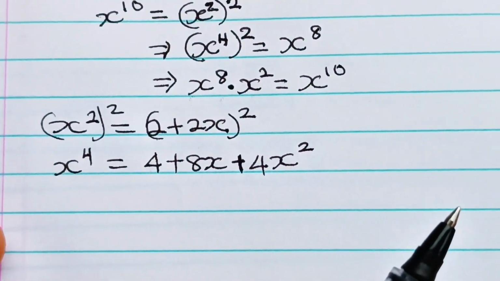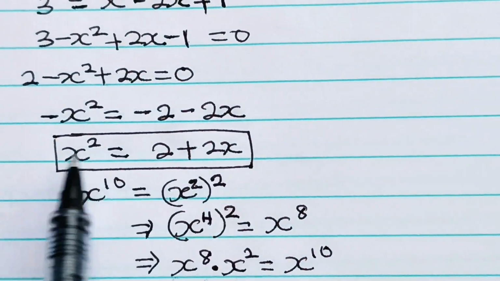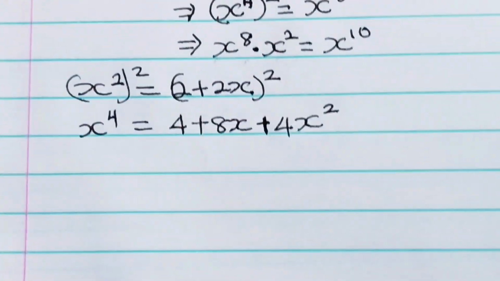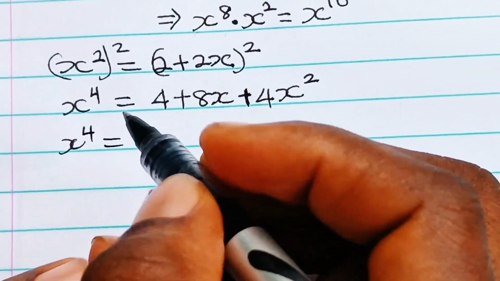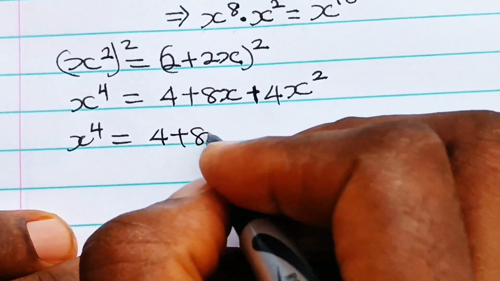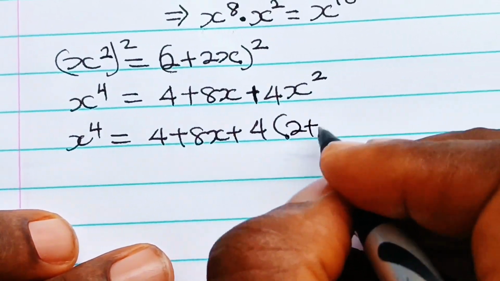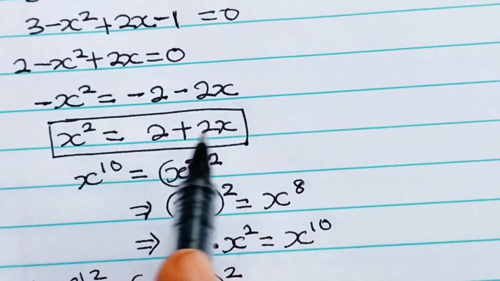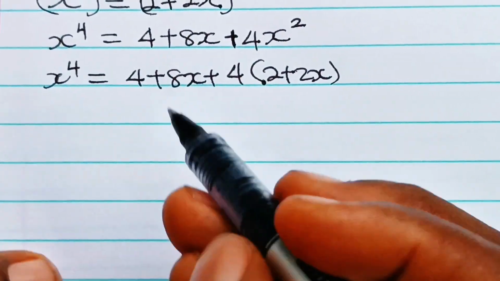Now while solving, anywhere you see x squared, ensure you replace it with this lovely and wonderful equation, okay? So that is what we are going to do now. We have x to the power of 4 is equal to 4 plus 8x plus 4 brackets. Our x squared is 2 plus 2x, all right? That is our x squared. So I've replaced this with 2 plus 2x.